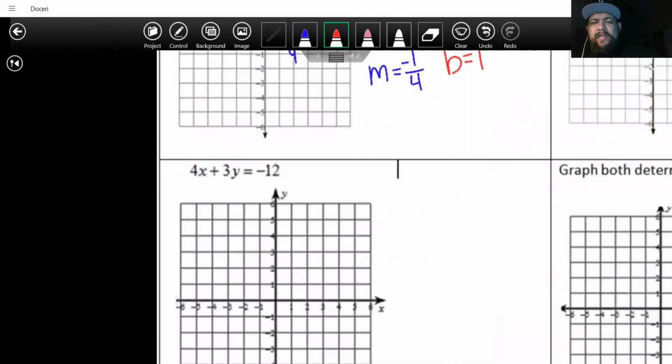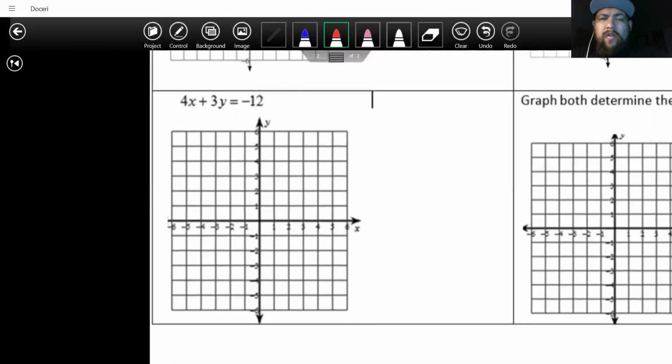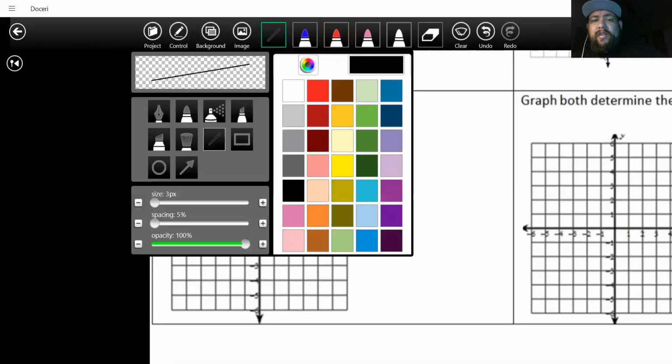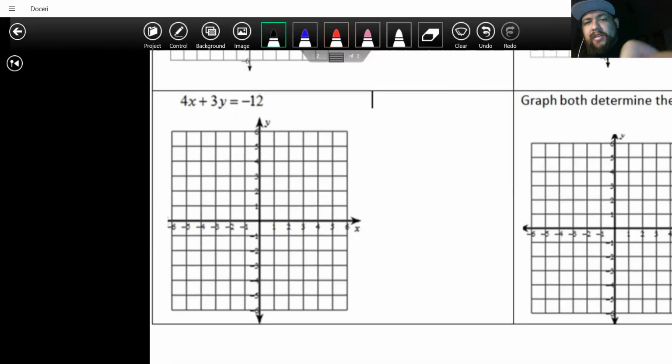On the next portion of this, we're going to look at 4x plus 3y is equal to negative 12. This is our, hopefully you guys can remember and beat me to the punch. This is standard, and I'm going to use that little mark, ST, and standard form.